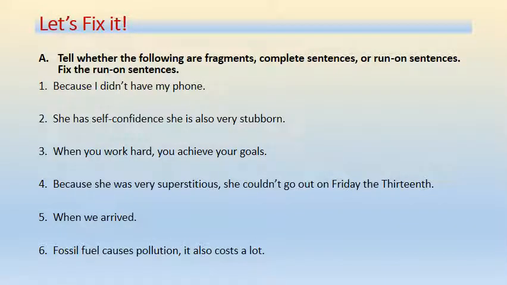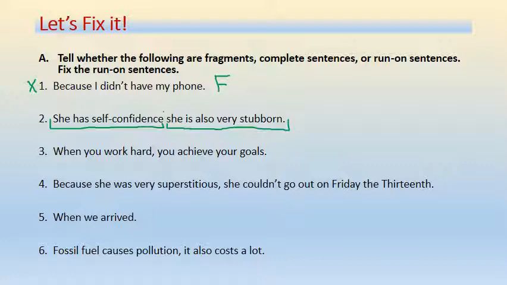Now, let's fix it. Tell whether the following are fragments, complete sentences, or run-on sentences. Because I didn't have my phone. Obviously, that's a fragment. Because you didn't have a phone, what happened? It's a fragment. It's incomplete. She has self-confidence. She is also very stubborn. Obviously, we have two complete thoughts here, but we have neither a punctuation mark nor a conjunction to join them. So, full stop, or you can say she has self-confidence and is also very stubborn.